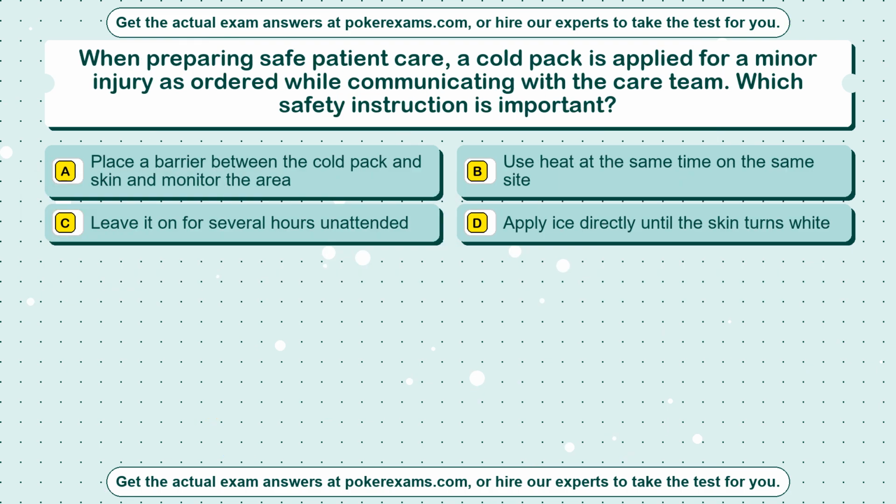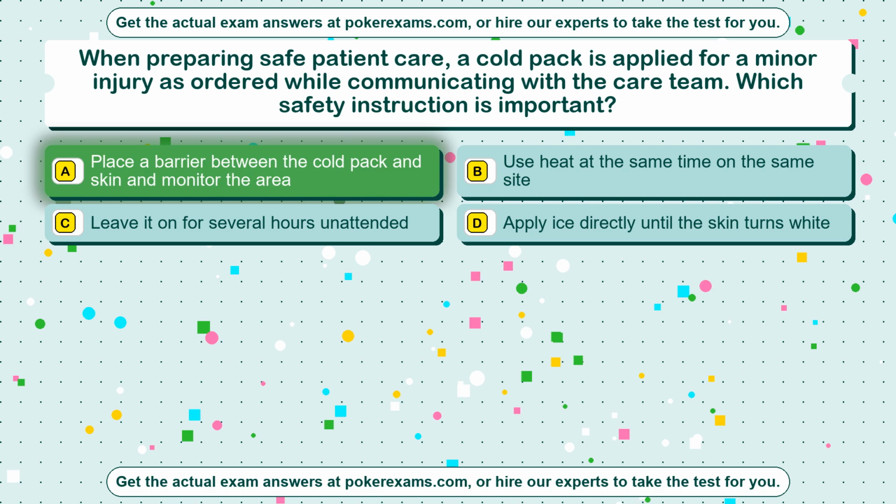Question 79. When preparing safe patient care, a cold pack is applied for a minor injury as ordered while communicating with the care team. Which safety instruction is important? Option A. Place a barrier between the cold pack and skin and monitor the area. Option B. Use heat at the same time on the same site. Option C. Leave it on for several hours unattended. Option D. Apply ice directly until the skin turns white.